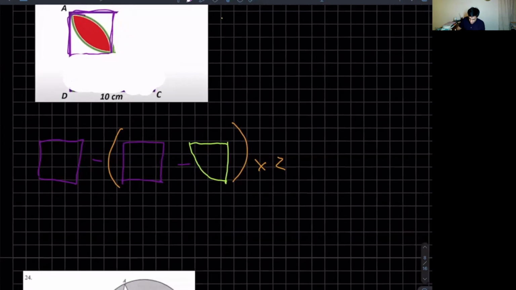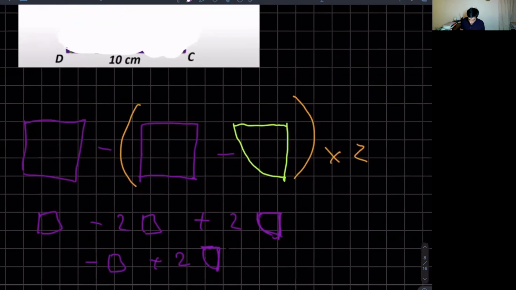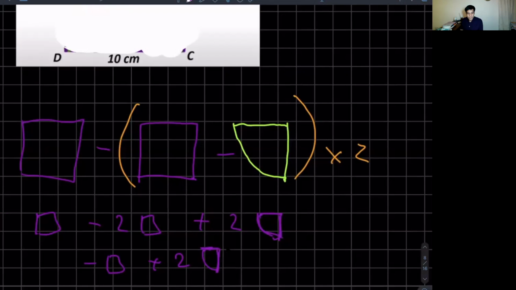Good. Actually, let's do some algebra on this. So we have square minus 2 square minus 2 semicircle, or 2 regions. So this becomes minus square. This is plus. And this becomes 2. So we get the same thing we got before by doing algebra on these shapes. Pretty cool, right?